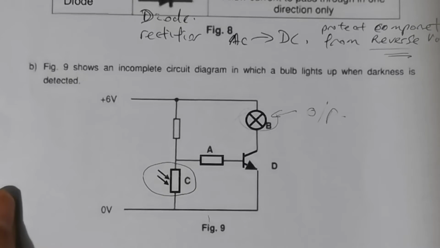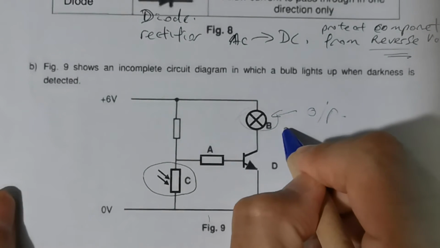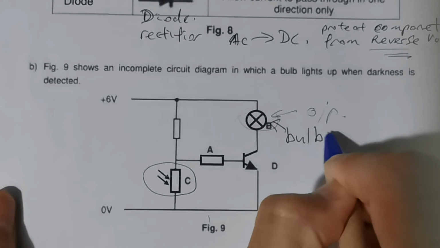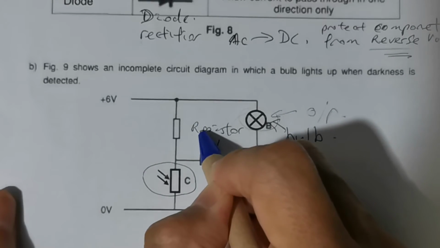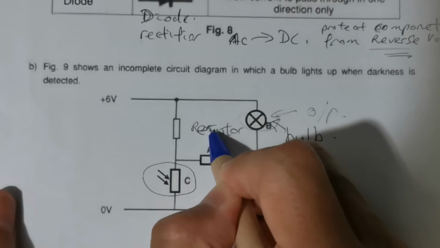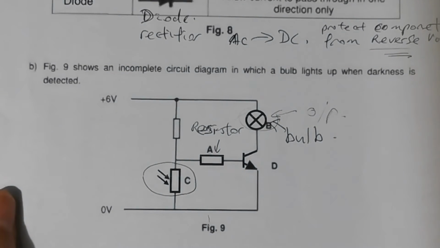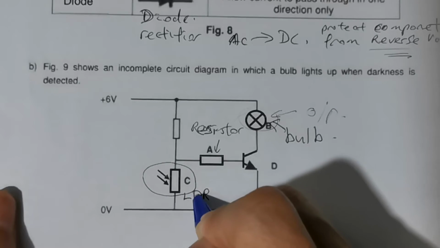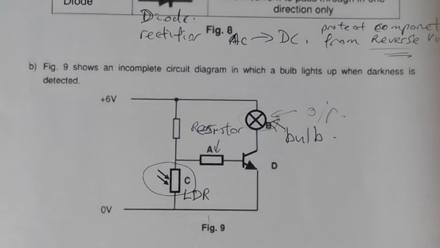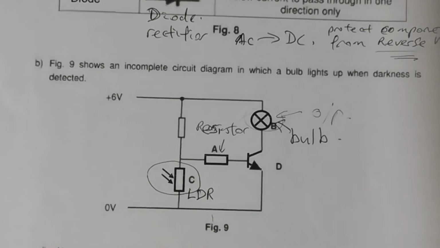Now B, name and draw. So this is a bulb. Can or not? This is a bulb. This one is a resistor. This one is a light dependent resistor, LDR, for the circuit to function. Okay, name. Now how come I put an LDR down here?